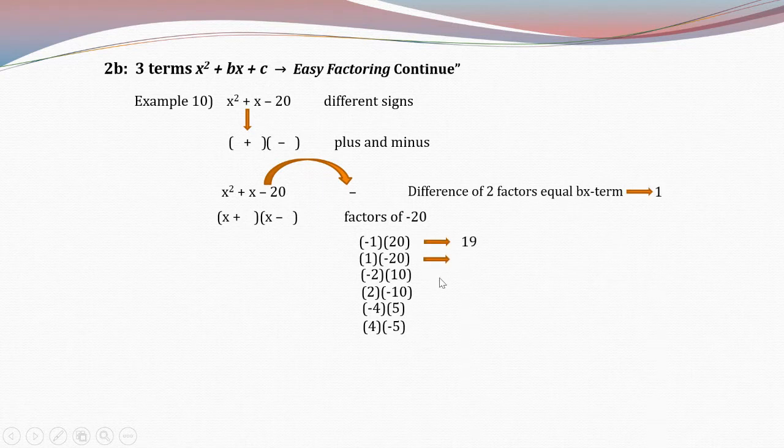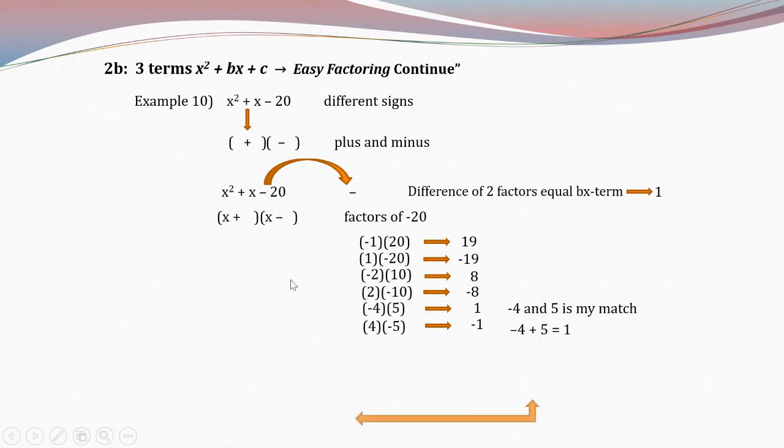Negative 19. This will give me 8. Negative 8. This will give me 1 and negative 1. So what's my match? My match is 1, right? So my match will be negative 4 and 5. Because negative 4 plus 5 will give me 1, which will be 1x.